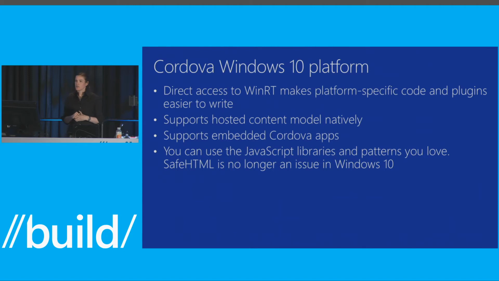And if you guys used WWA in Windows 8 or Windows 8.1, you may be familiar with some of the security restrictions around safe HTML that kept you from using Angular and Bootstrap and some of the other frameworks well. That is no longer an issue. We got rid of safe HTML, and now you can use all of the libraries you love within your Windows HTML app. So that's a pretty big thing for Windows, and will make your lives easier writing HTML apps, either through Cordova or natively for Windows.